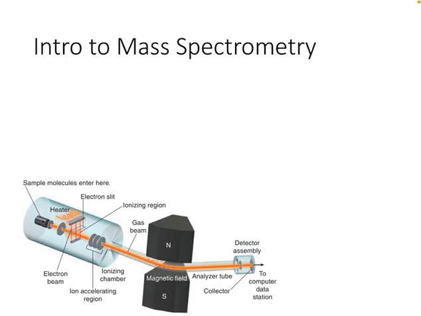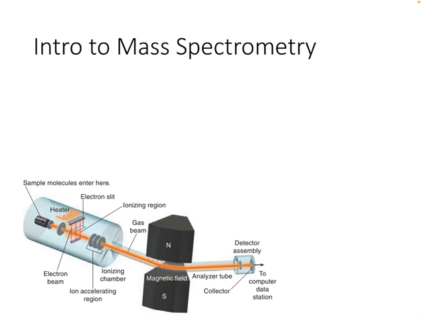Hi everyone. In this video we're going to introduce mass spectrometry, which is an analytical technique that we can use to try to figure out the structure of an unknown molecule. So down below you can see a diagram for a traditional mass spectrometer.